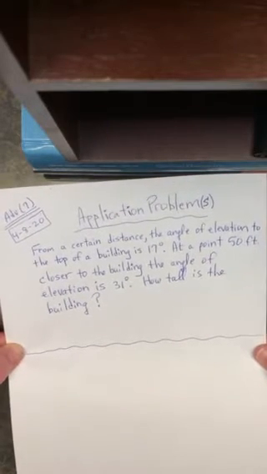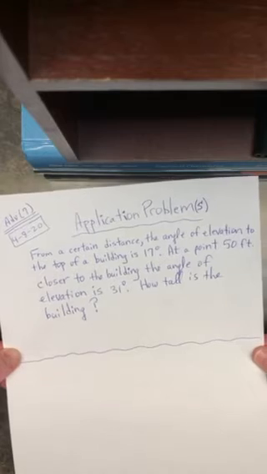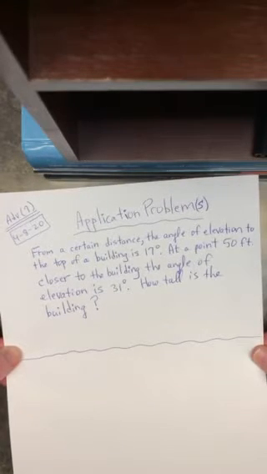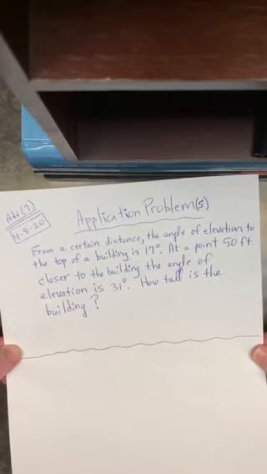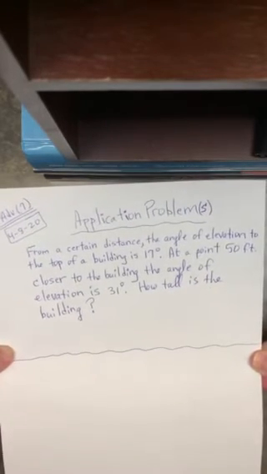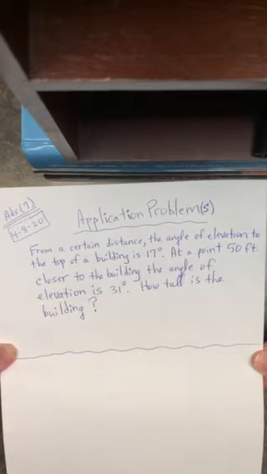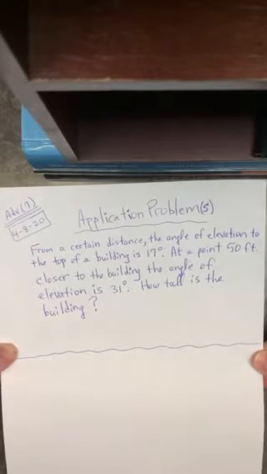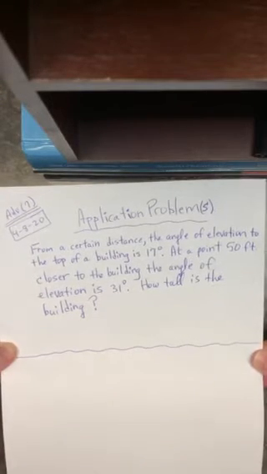From a certain distance, the angle of elevation to the top of a building is 17 degrees. At a point 50 feet closer to the building, the angle of elevation is 31 degrees. They want to know how tall is the building.